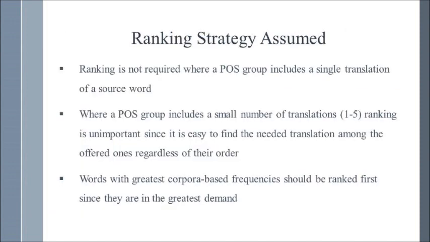The following strategy was assumed for evaluation of ranking efforts. Ranking is not required where a POS group includes a single translation of a source word. Where a POS group includes a small number of translations, 1 to 5, ranking is unimportant since it is easy to find the needed translation among the offered ones regardless of their order. Words with greatest corpora-based frequencies should be ranked first. They are in the greatest demand.